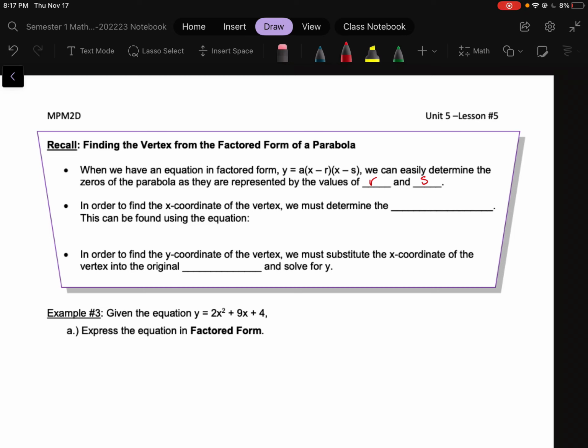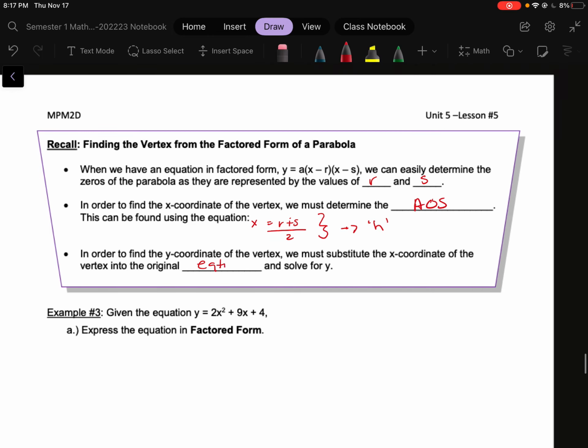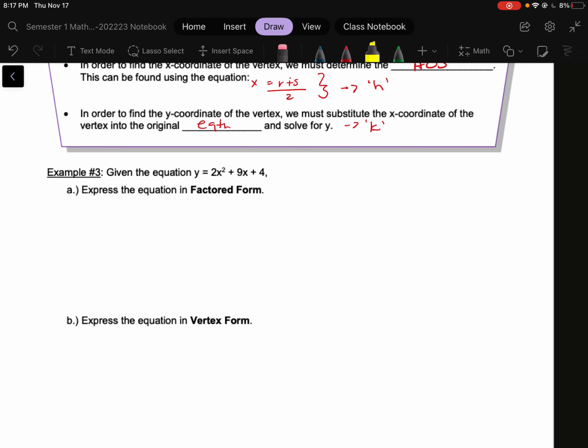When we are trying to find the x-coordinate of the vertex, we have to determine the axis of symmetry. And we know in order to do that, we use x equals r plus s divided by 2. If we use this form, this is determining our h. And then in order to find the y-coordinate, we must substitute the x-coordinate into the original equation to solve for y, which we know is going to be our k. So that is how we find our h and our k.